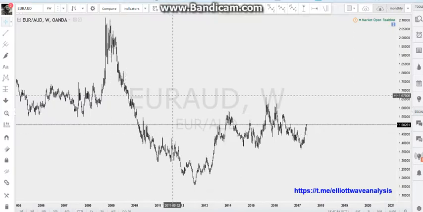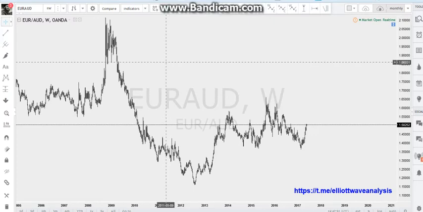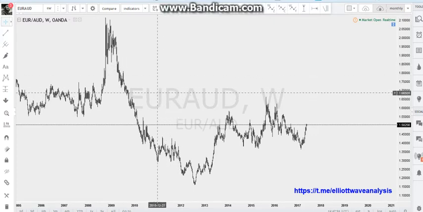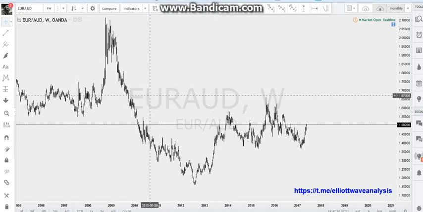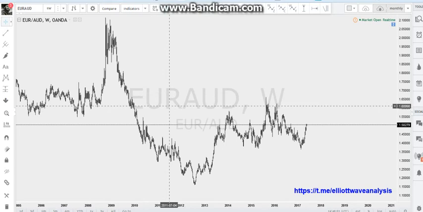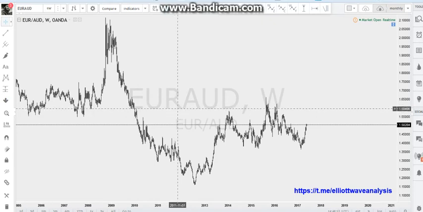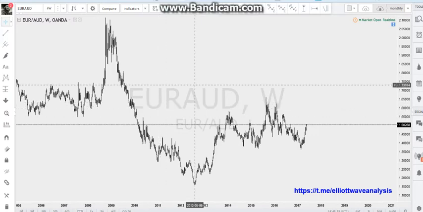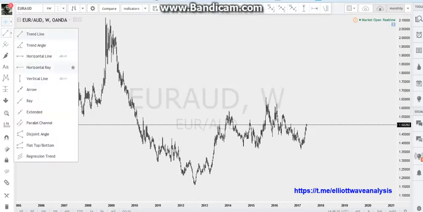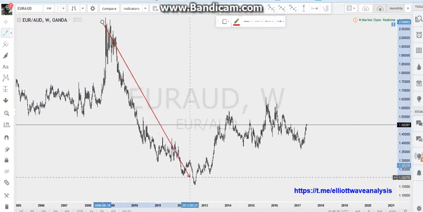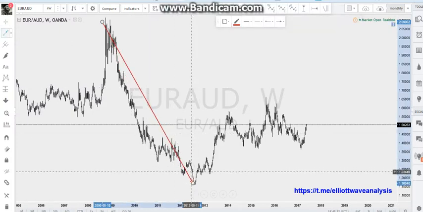As you see, this is the chart of Euro versus Australian dollar in weekly time. I use TradingView online platform. The first thing that we should do is to recognize the trend and the counter trend or the patterns. As you see in the chart, this is the downward trend, and this is the correction.